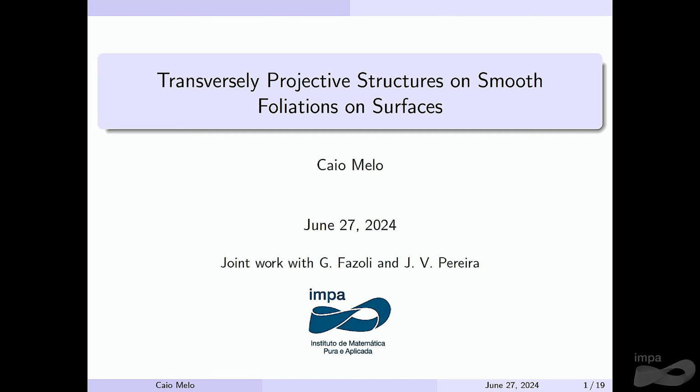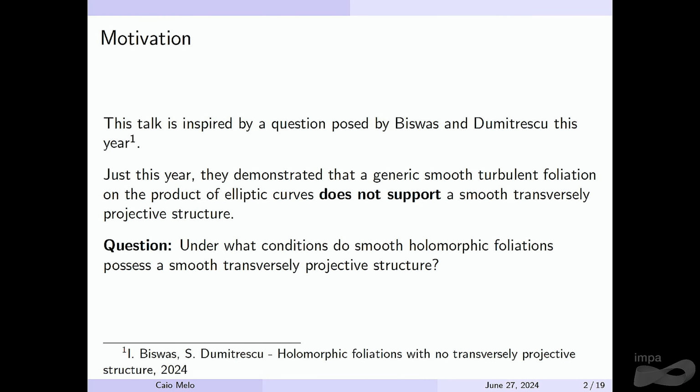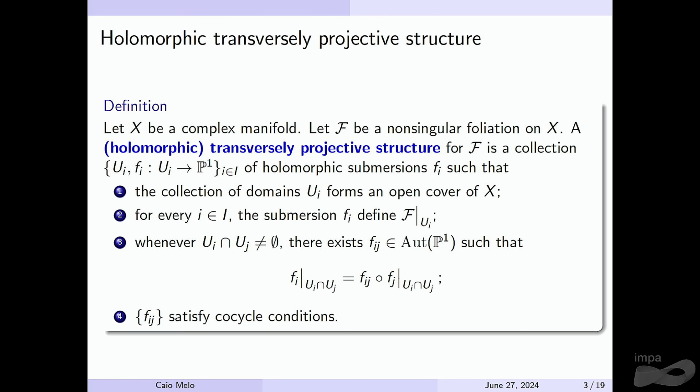So this began with the work of Bivas and Dumitrescu just this year, where they show that in the product of two elliptic curves, a generic turbulent foliation does not admit this structure. And so the question arises, under what conditions does a smooth holomorphic foliation on a surface admit this smooth transversely projective structure? So I'll begin with the definition.